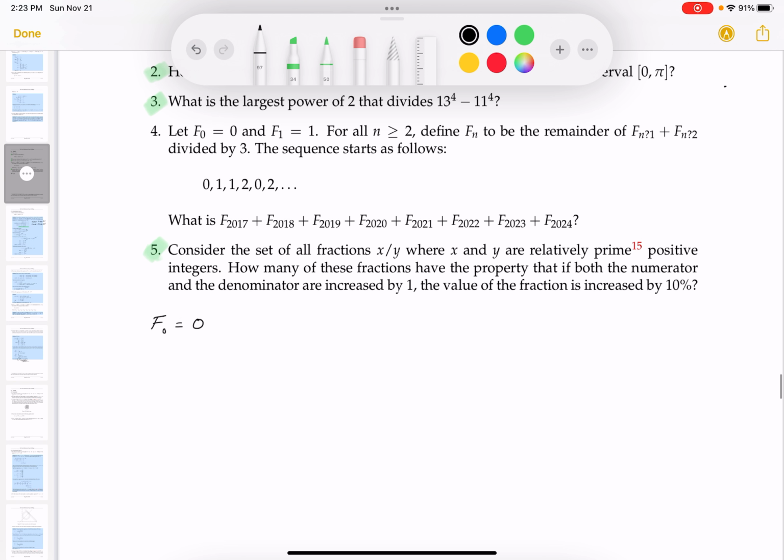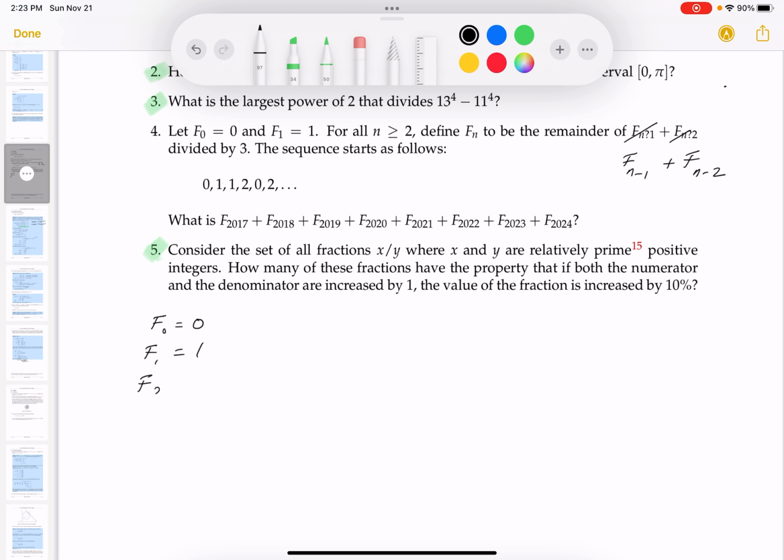F0 is 0. F1 is 1. Now, a lot of people might assume that this is a Fibonacci sequence or something. But I don't know. Maybe it is. Maybe it's not. Oh, you know what? I got to correct this notation over here. This is going to be F(n-1), F(n-2). Sorry about that. It says that it's the remainder when we divide the prior two terms by 3. So let's write this down.